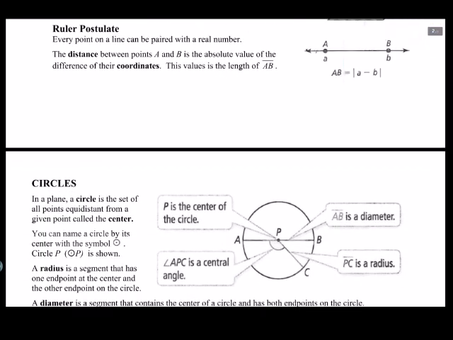Our last postulate here is actually named. When we do proofs, if the postulates and theorems are not named, you have to write them out. Some of them have names, and you can just use the name. The ruler postulate is very powerful. It says every point on a line can be paired with a real number. So we are just taking a line and turning it into a number line.